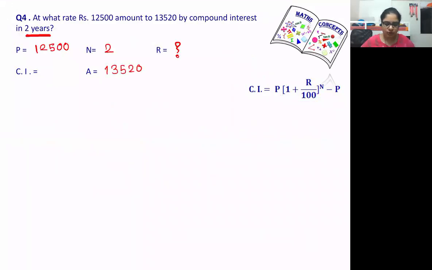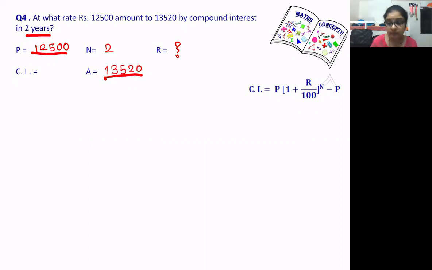Okay, this question, fourth question. At what rate will 12,500 amount to 13,520 by compound interest in 2 years? Now we do not know compound interest directly, but indirectly they have given us compound interest. How? They have given us amount and principal. So amount minus principal would be compound interest, right? Amount is all the money that we give to the lender. Principal is the one which he had given us. So interest would obviously be total money minus principal, which is how much?